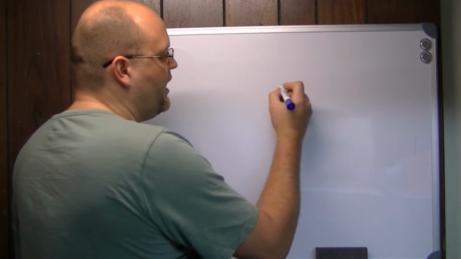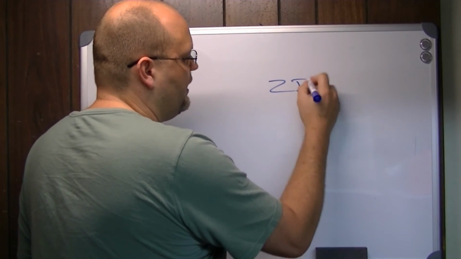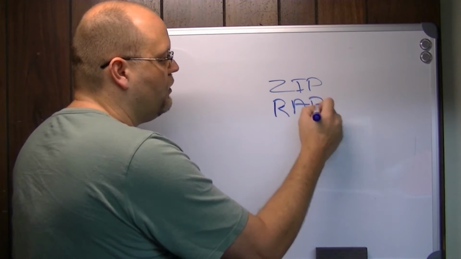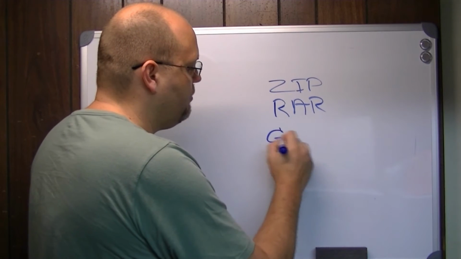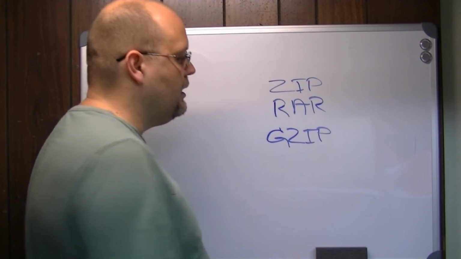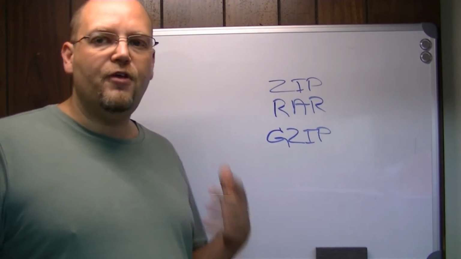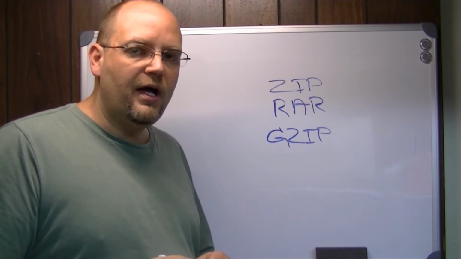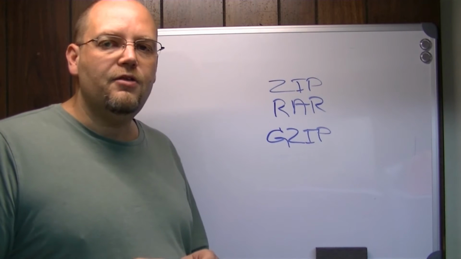Now when you get zipped files, you can have different formats. Of course, you can have the zip file that we're talking about. You can have RAR files, R-A-R. They could be gzip. There are a lot of different file formats that can be compressed and joined together to make one file, and you have to decompress those. So how do we do that?